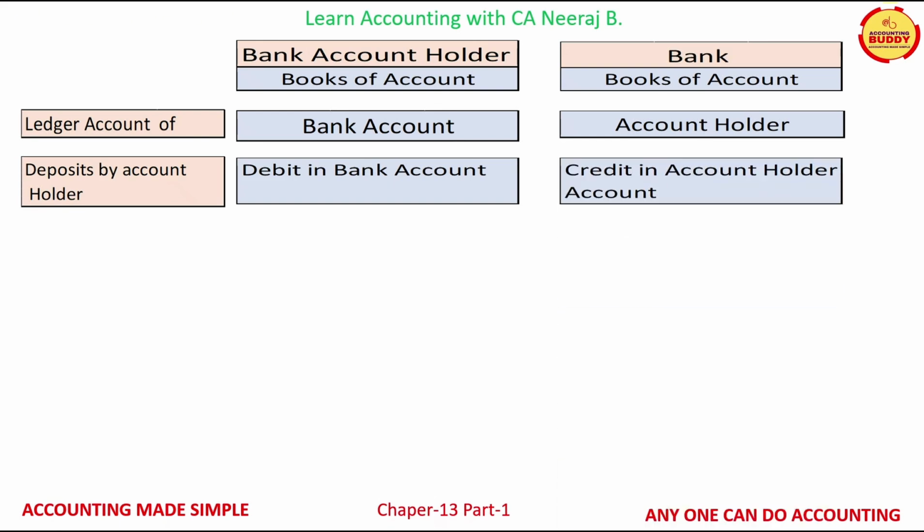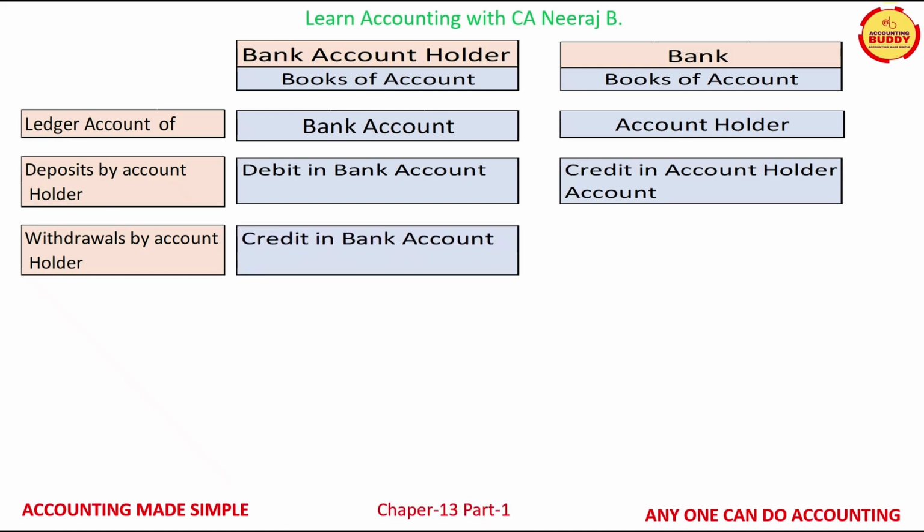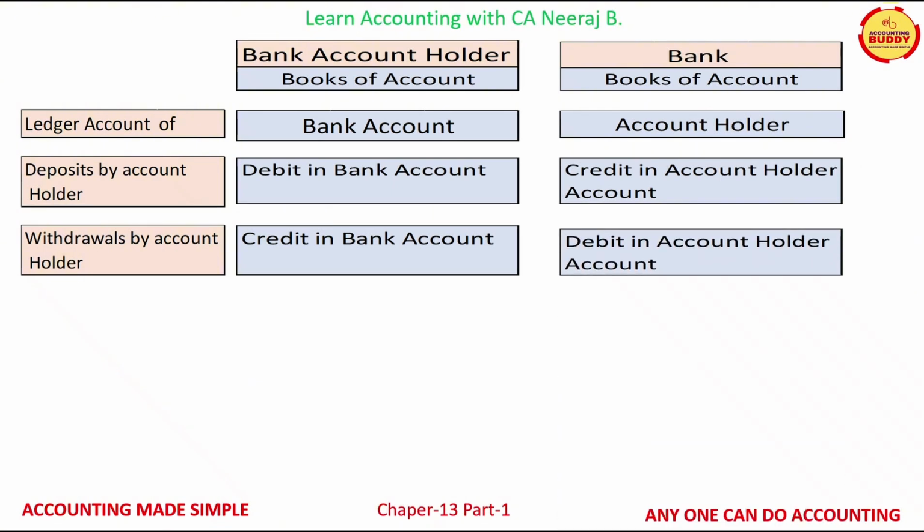with the amount deposited. Now, when account holder makes any withdrawals from his bank account, the bank account in the books of accounts of the account holder is credited, while in the books of accounts of the bank, such an amount is debited to the account holder's account.